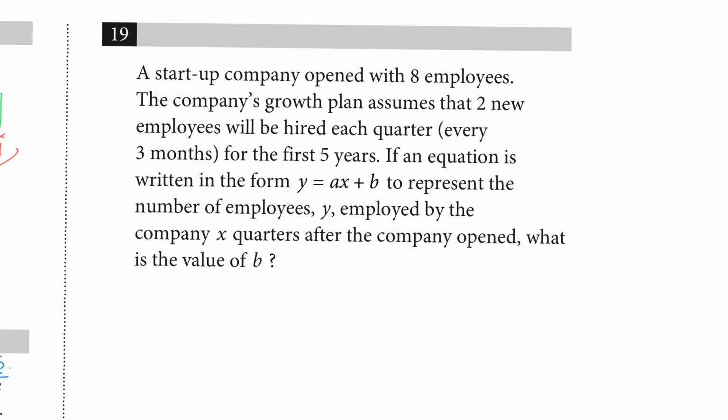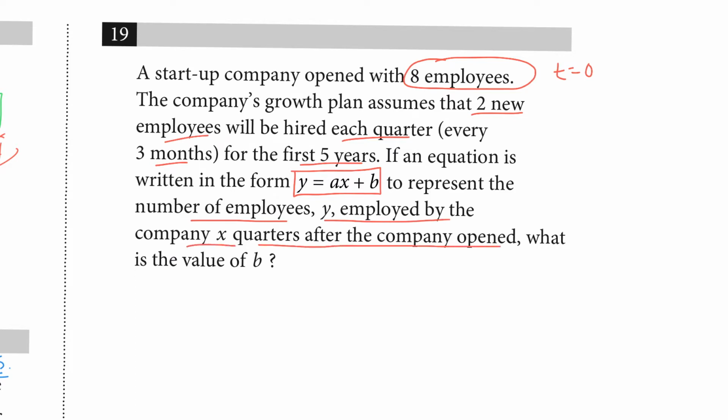Problem number 19. A startup company opens with 8 employees. So this is in the very beginning when time equals 0, we're going to start with 8 employees. The company's growth plan assumes that 2 new employees are hired each quarter. That's every 3 months. And so 2 times 4, that's 8 employees per year for the first 5 years. If an equation is written in this form, a linear equation, ax plus b, to represent the number of employees, y, employed by the company x quarters after the company is open, what is the value of b?